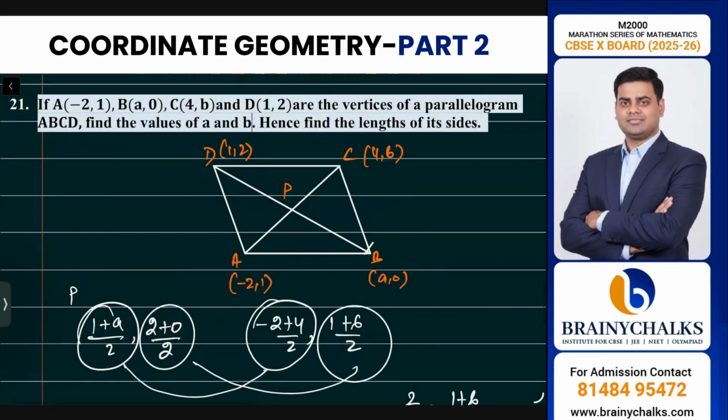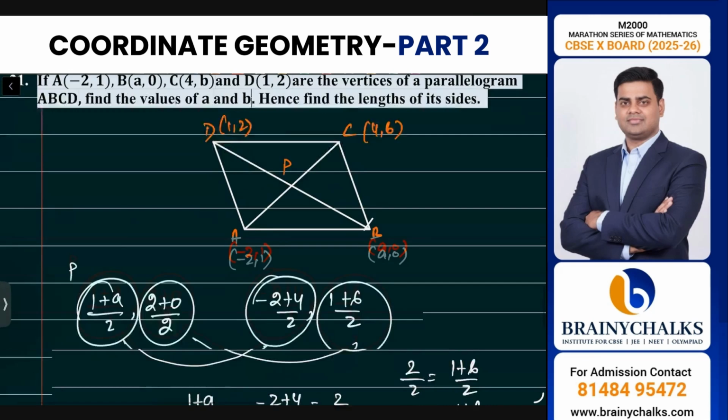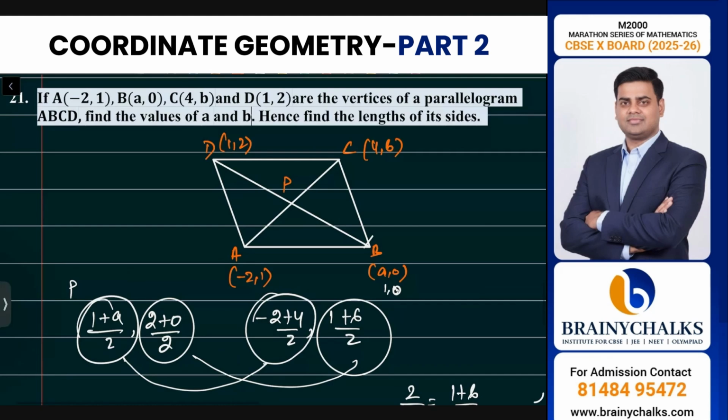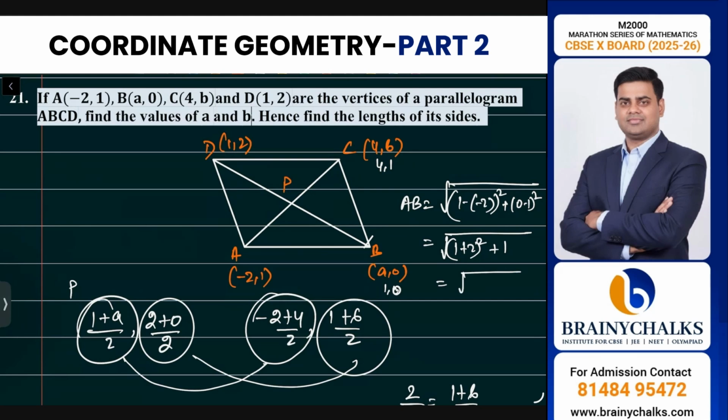Fine. What else have they asked? Hence find the length of its side. So this is 1, 0. What will this be? 4, 1. So what will the length of AB be? Root under (1 minus minus 2) the whole square plus (0 minus 1) the whole square. So it will be (1 plus 2) the whole square plus 1, root under 9 plus 1, that is root 10. Root 10 units.